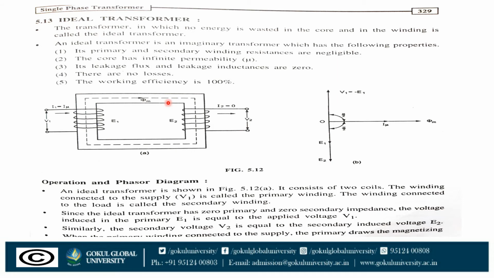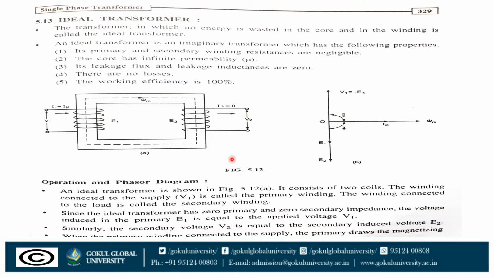Okay, that's why we learn about the ideal transformer theory. Now, the figure shows the primary winding supply voltage V1, induced EMF E1, induced EMF E2, and secondary voltage V2. Here I1 is equal to I mu. Flux phi m flows through the core. I2 is equal to 0 because this is a no-load condition. We have not connected any load, that's why I2 is equal to 0.